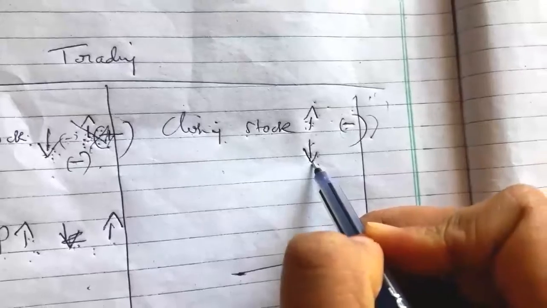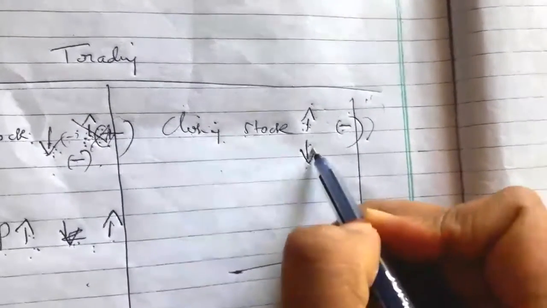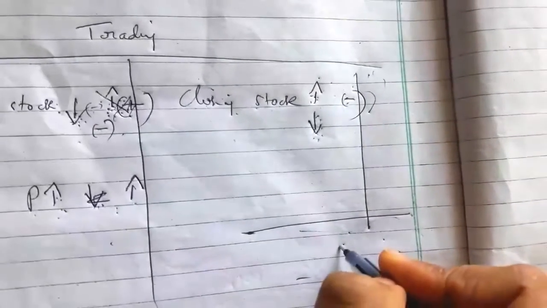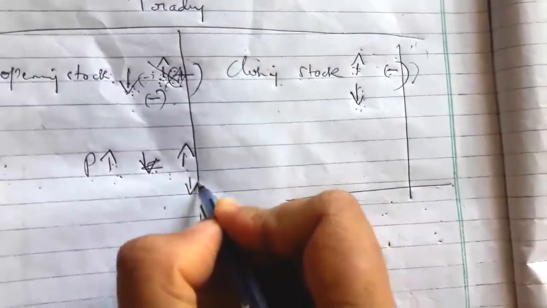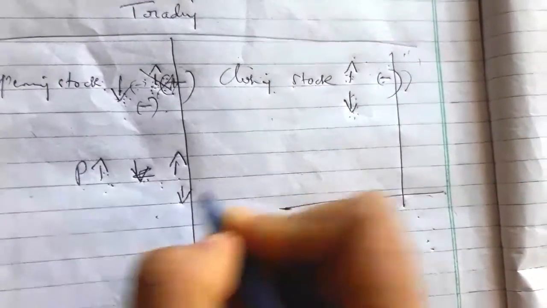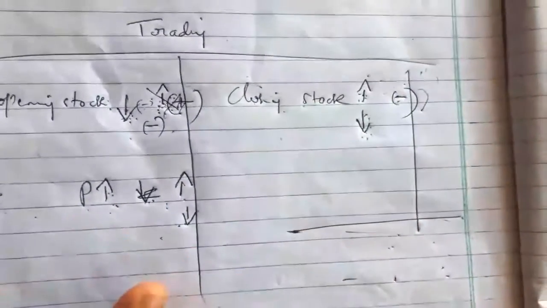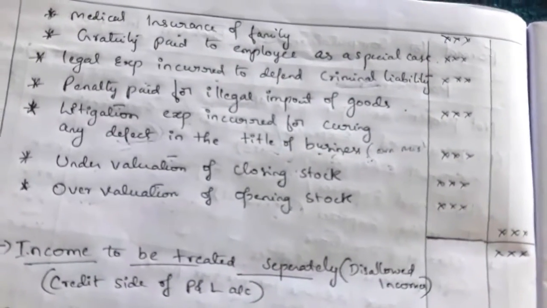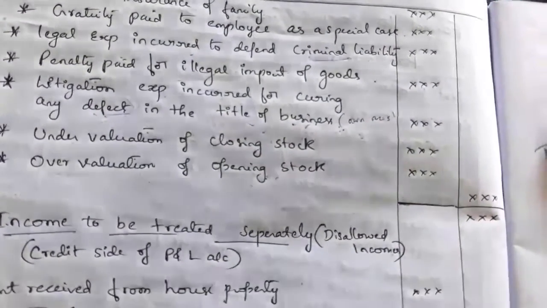Closing stock recorded less is undervaluation of closing stock. When closing stock is recorded less, this total shows less, and when this total shows less, our profit shows less, isn't it? So in order to get the exact profit, we have to add the undervaluation of closing stock. Undervaluation of closing stock should be added. I think you understood this. So remember the point here.